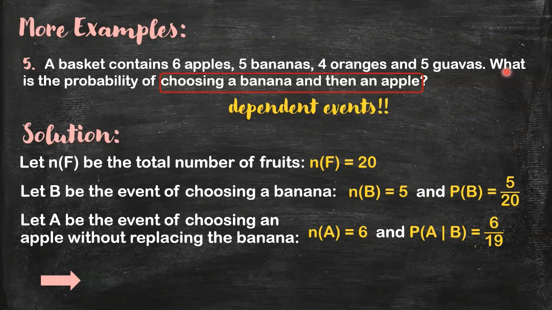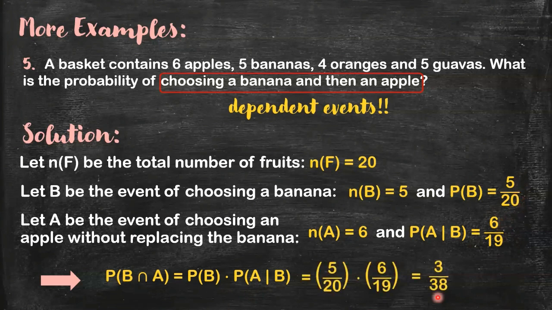Now, to finally answer this question, what is the probability of choosing a banana and then an apple? Okay, we have this. Okay? Ito yung formula natin if we have dependent events. And then we just substitute the values here. Okay? We have 5 over 20 times 6 over 19. If you simplify, okay, you will get 3 over 38. This is our final answer.